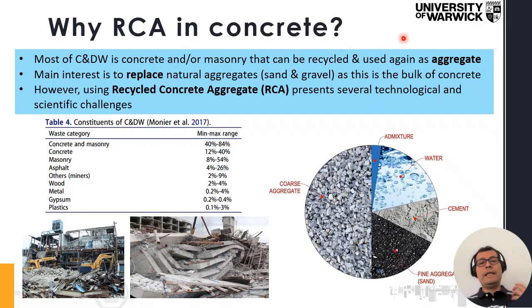And as a result, if we recycle concrete and we know how to use it, we can recycle it as aggregates to produce new concrete. Now, we want to replace natural aggregates with this recycled concrete aggregate, basically because if we think of a normal mix, this is what we have here on the right, in a typical mix, around 60 to 70% of that mix is going to be aggregates. That's basically the sand and the gravel. So that's what we're trying to replace by using the recycled aggregates.